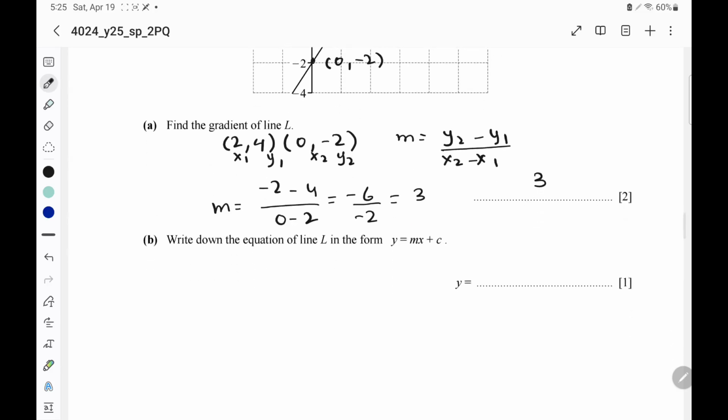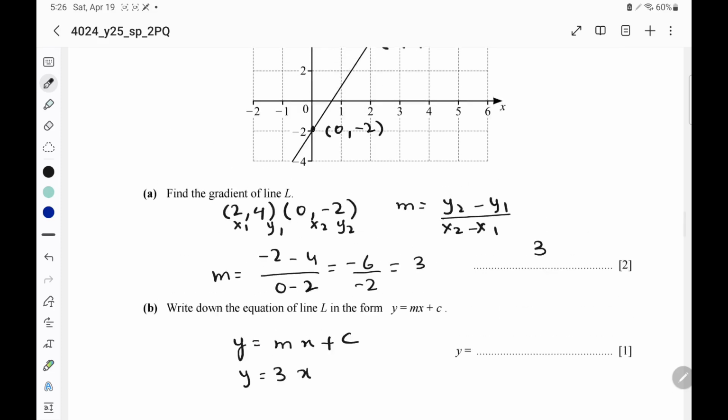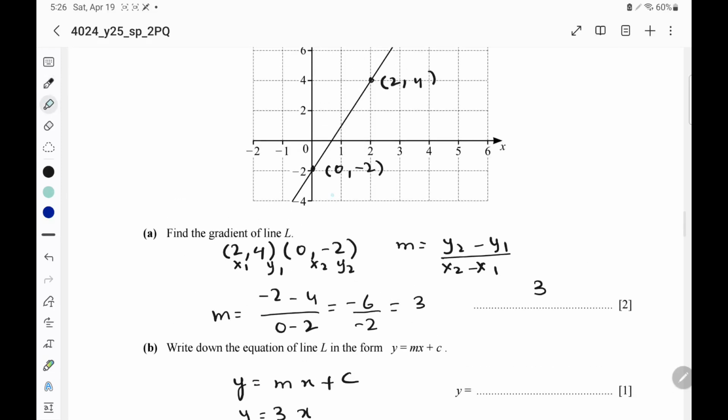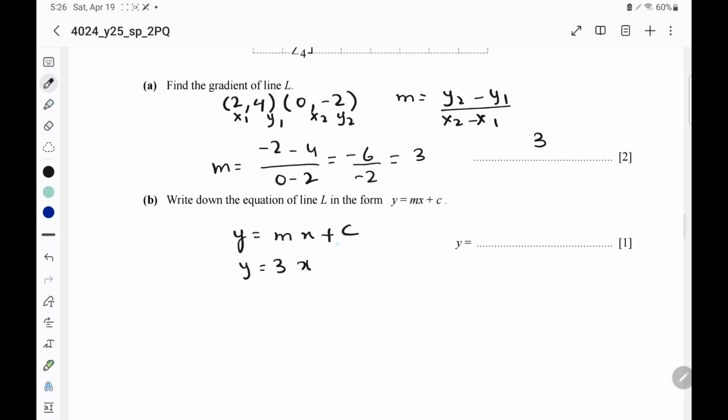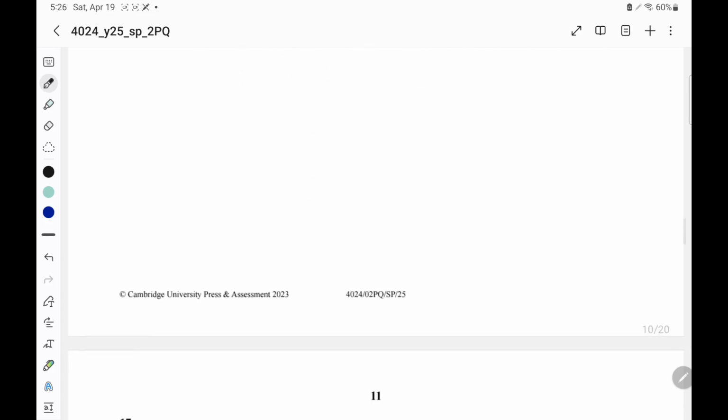Write down the equation of the line L. y is equal to mx plus c. y equals mx plus c. 3 was the gradient, and c is the value wherever your line is intersecting on y-axis, that point is minus 2. So c is equal to minus 2 and m is equal to 3 in this question. So y is equal to 3x minus 2, 1 mark question.